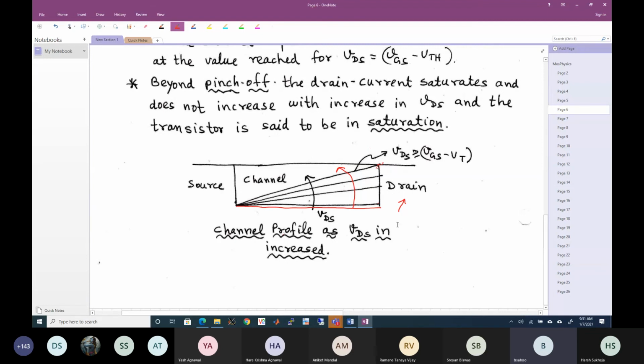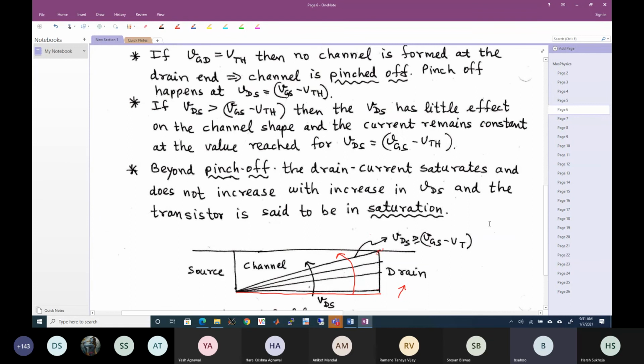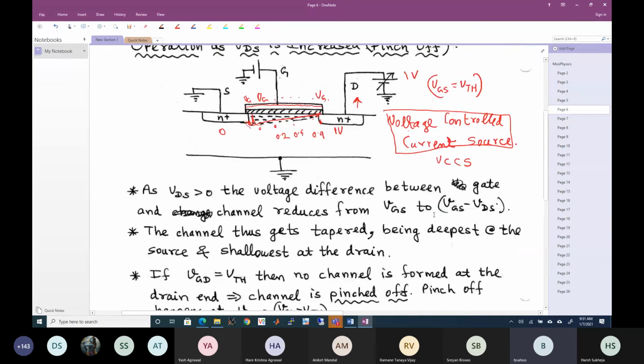So anyway, there is a typo here. Does it make sense? Any questions on this?